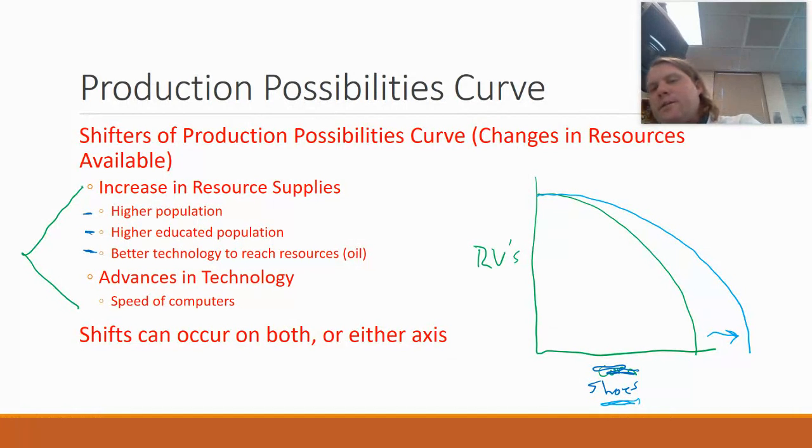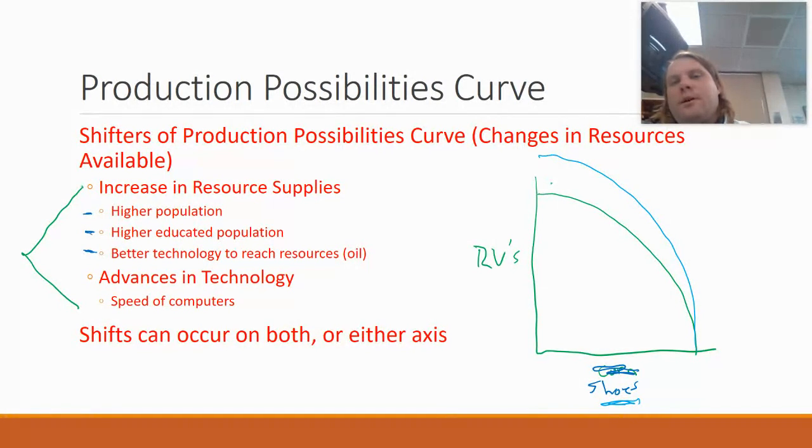The same can be said, maybe some of you know that there's fiberglass in RVs. We have more fiberglass available. What's that do for our production possibilities curve in this economy? We're going to guess that it would do something like that. It's going to help the production of RVs, but not shoes, okay?